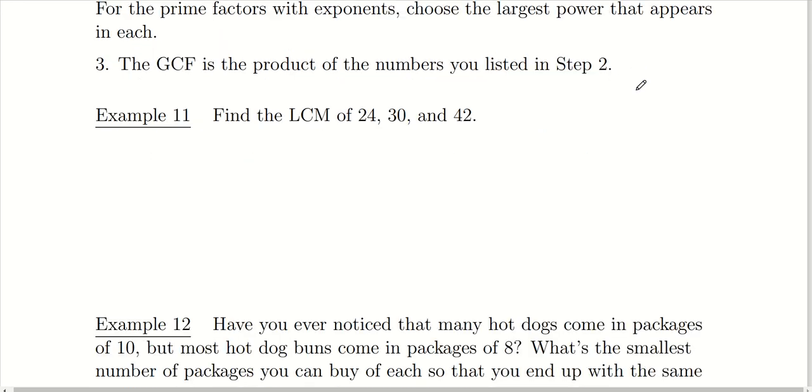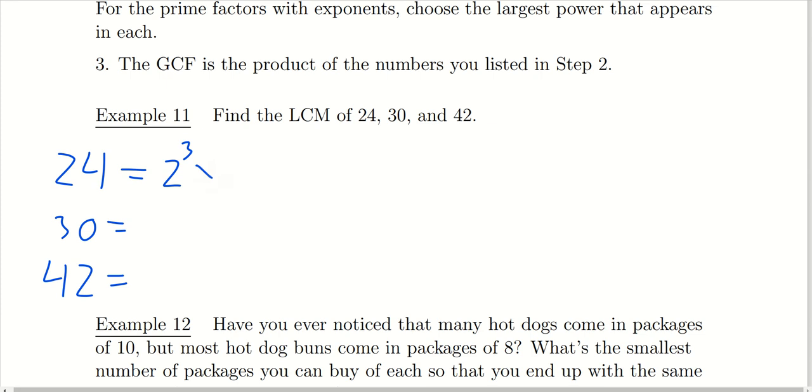Let's take a look at example 11. We want to find the LCM of 24, 30, and 42. I'm going to skip that work, but again, you would begin by doing the factor tree. 24 we know is 2 cubed times 3. 30 is 2 times 3 times 5. And then 42 is going to be 2 times 3 times 7.